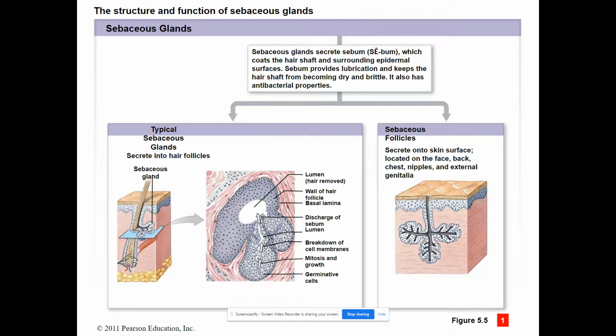So here's your sebaceous gland here attached to this hair follicle. See the bulbs here, 1, 2, 3, usually a triple bulb. And then this over here is just a sebaceous follicle. So this is a sebaceous gland, which is attached to a hair follicle, and this is a sebaceous follicle that is not attached to a hair. So you have sebaceous follicles on your face, your back, your chest, nipples, and external genitalia, but it's not necessarily connected to a hair or a hair follicle. But it does secrete that sebum as well. And again, it's that branching sort of anatomical structure there.